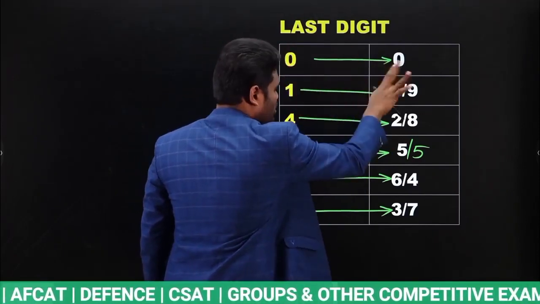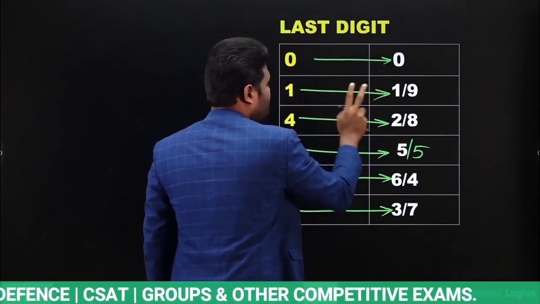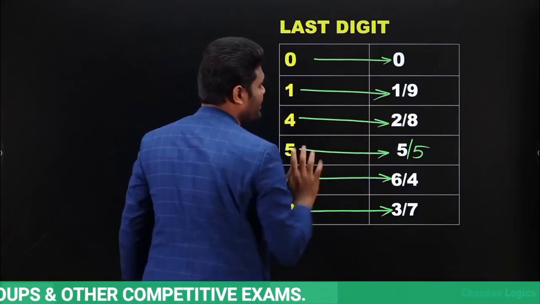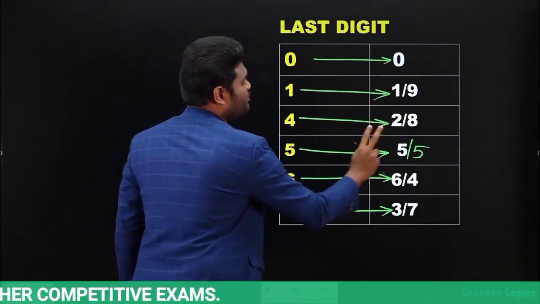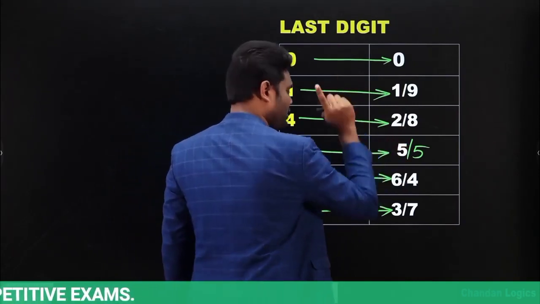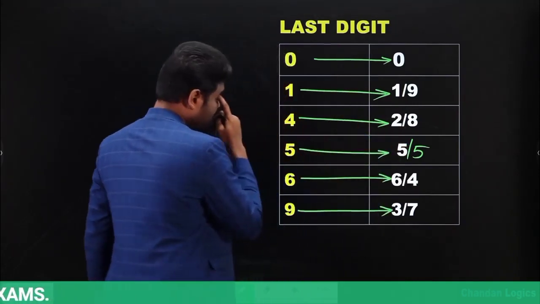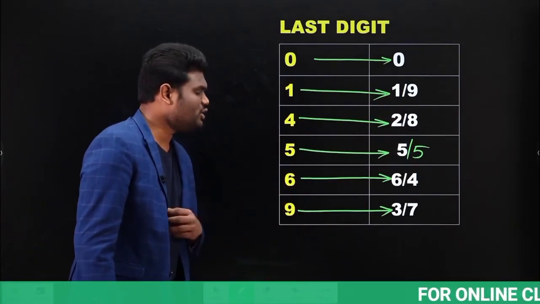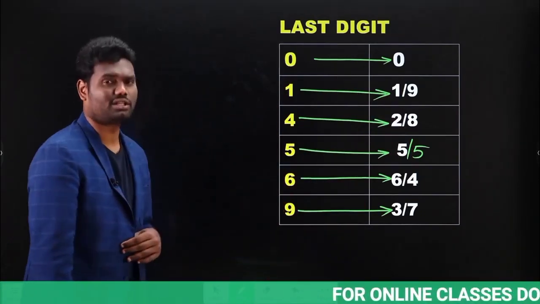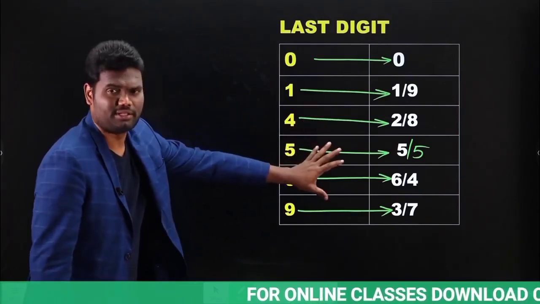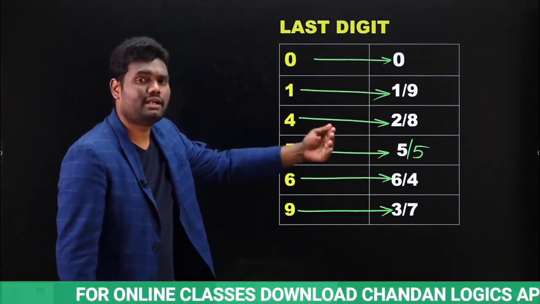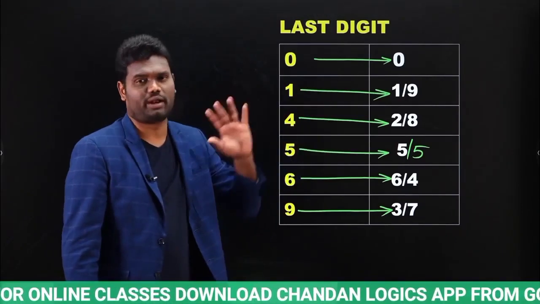Last digit 0, you will get at 0 only. Last digit 1, you have 2 chances, 1 or 9. Last digit 4, you have 2 chances, 2 or 8. Last digit 5, you have only 1 chance, that is 5. Last digit 6, you have 2 chances, 6 or 4. Last digit 9, you have 2 chances, that is 3 or 7. Everyone should remember this, because it is going to be very helpful when we are calculating the square root of a perfect square number.